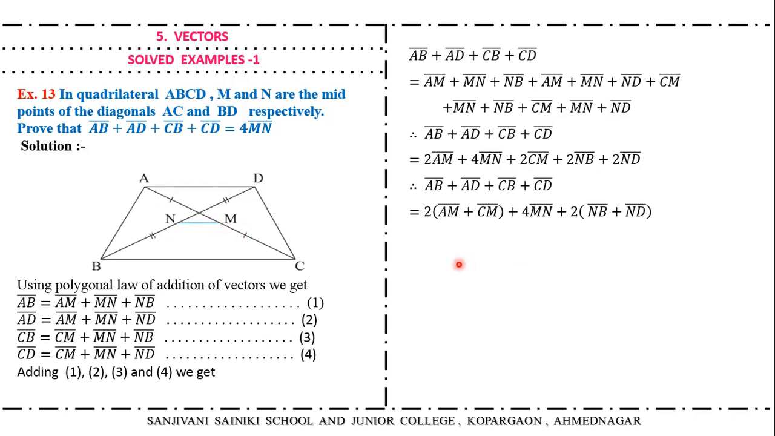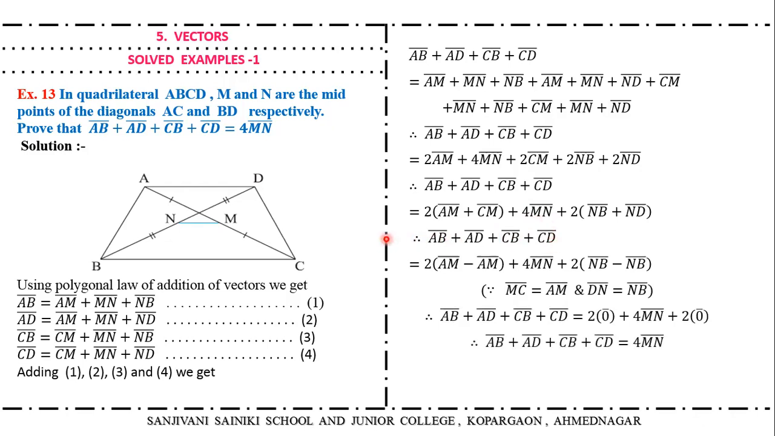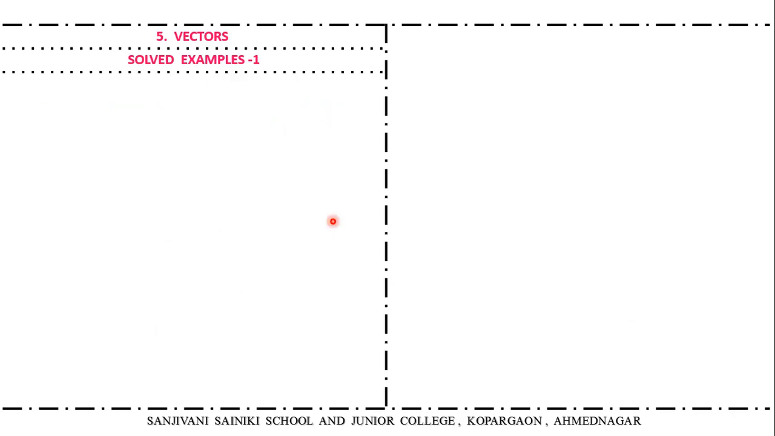So they will cancel each other. You get 0 here and 0 here. So only the remaining part is 4 MN bar. So we get the required solution: AB bar plus AD bar plus CB bar plus CD bar is equal to 4 MN bar, as required.